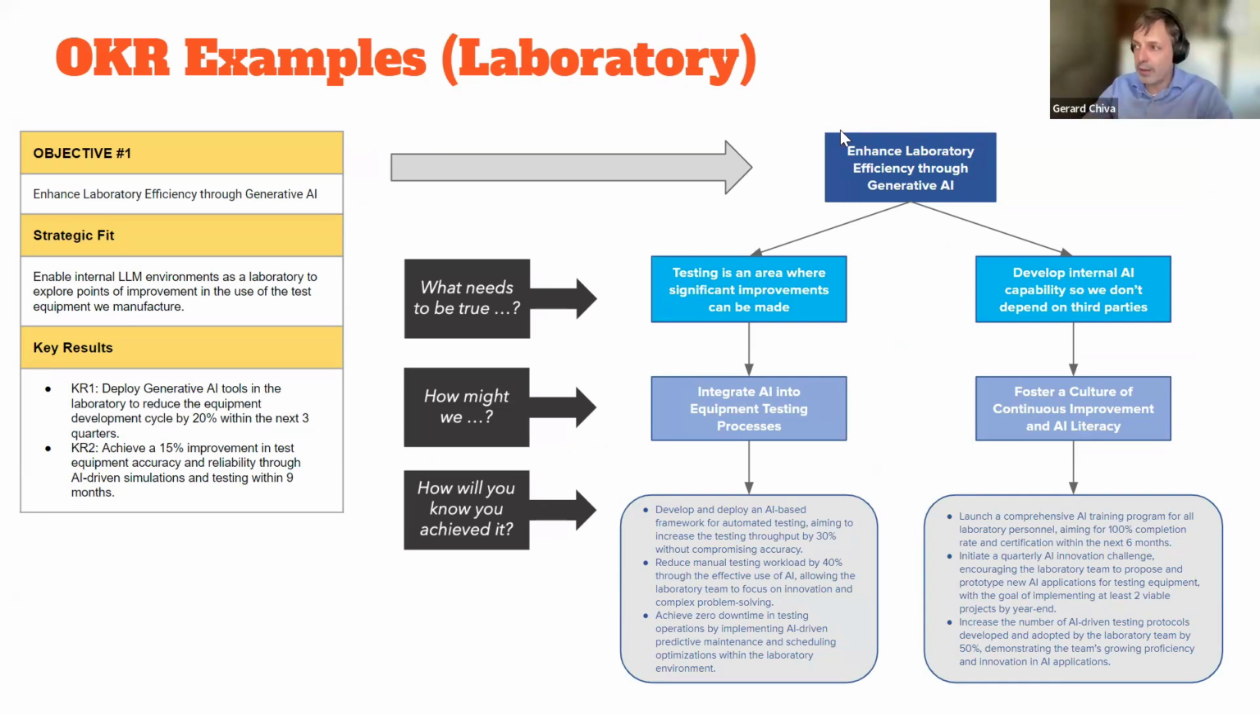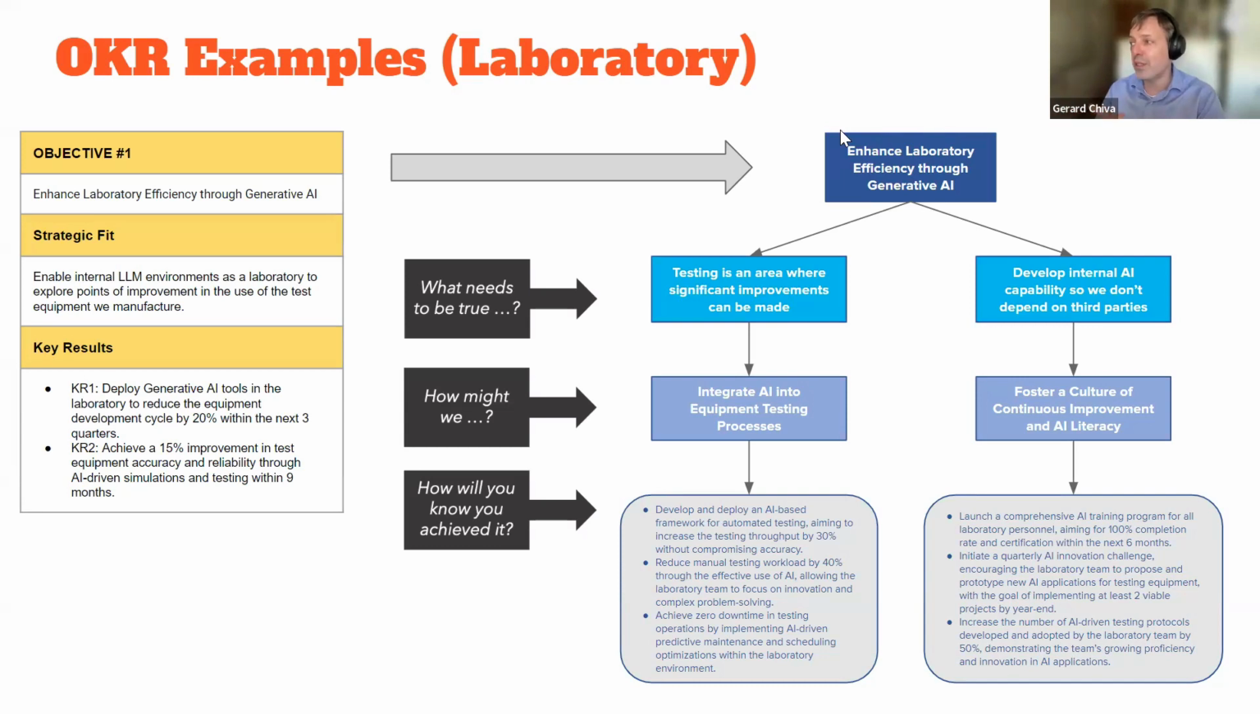Now we are the laboratory team, and we say, okay, on top we have the challenge, which is we need to enhance laboratory efficiency through generative AI. Fair enough. A bit wide, a bit ambiguous. Let's see what needs to be true. What are the strategic hypotheses? This is just an example, but we are assuming we have a hypothesis that testing is an area where significant improvements can be made. We don't know. This is the hypothesis, right?